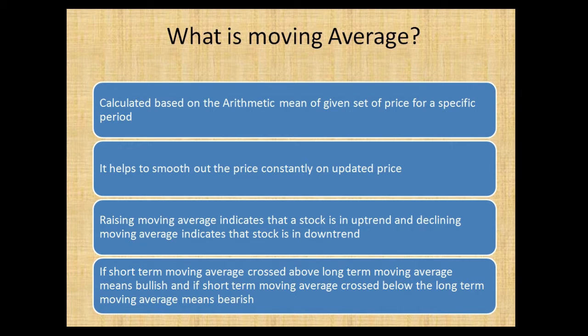So the fourth point is, if the short term moving average crosses over the long term moving average, which means that if the short term time period crosses the long term time period, traders call that a bullish signal, and if it crosses below the long term time period, then it is called bearish. The market will go in a bearish direction, or it will be bearish.